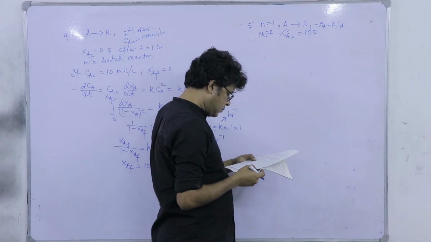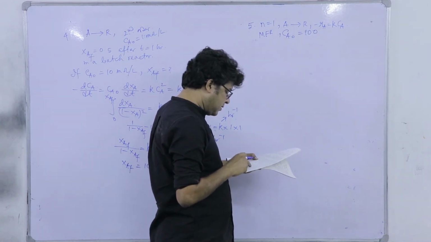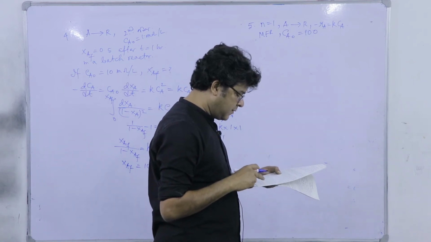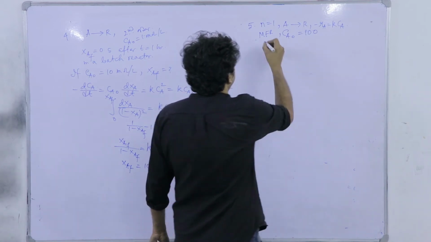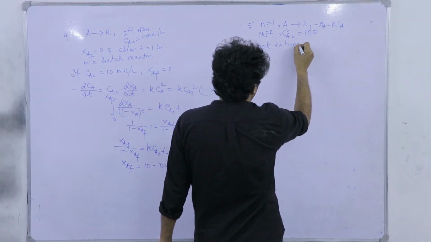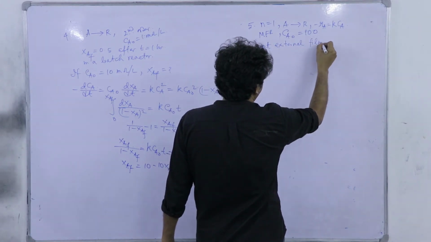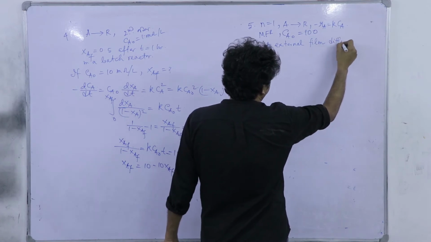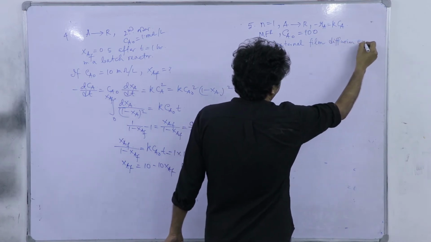Ca naught equal to 100. Agitation rate was found to have no effect on conversion. So, it is not external film diffusion controlled.